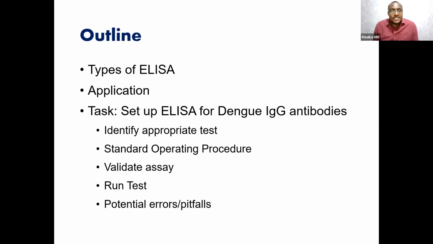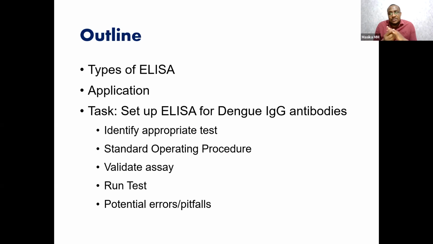The outline for today's presentation is, as you can see on the screen. We are going to talk about the types of ELISA. There are 4 main types. We'll talk about applications, and then we will set up an ELISA using dengue as an example. I don't know if you guys have covered dengue. Let me know in the chat if you have. Even if you haven't, it's just a placeholder for any other virus or any other condition.